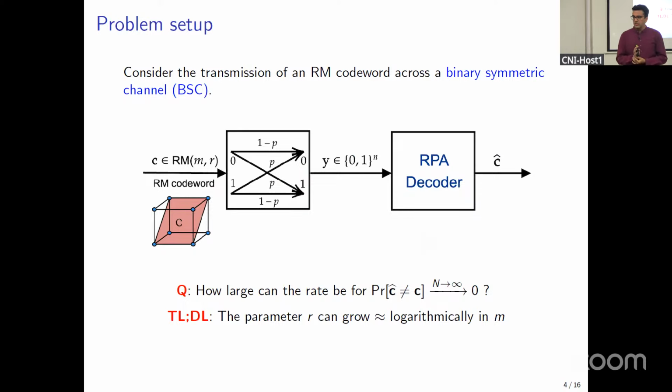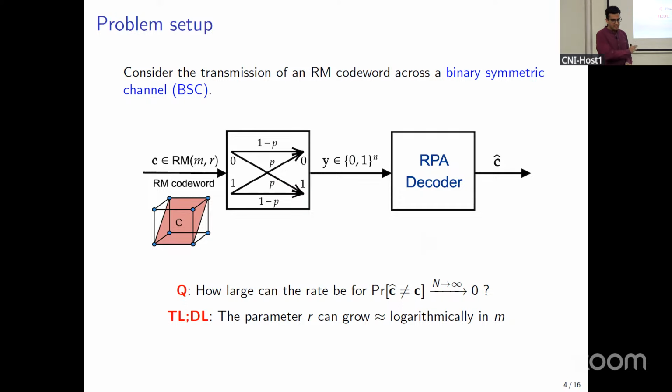We are considering the performance of Reed-Muller decoding over a specific channel. So what does the setting look like? We pick a Reed-Muller codeword from this code RM(m,r), and then we transmit it across a binary symmetric channel with some crossover probability p that is smaller than half. We get some received sequence y, which we then decode using the RPA decoder. And the basic question that we are asking is, how large can the rate of this Reed-Muller code be, so that the probability of incorrect decoding vanishes in the large block length limit?